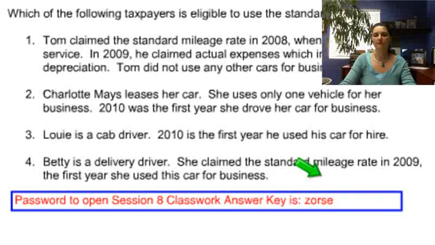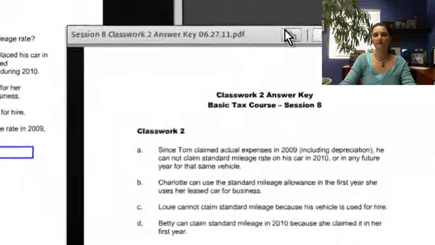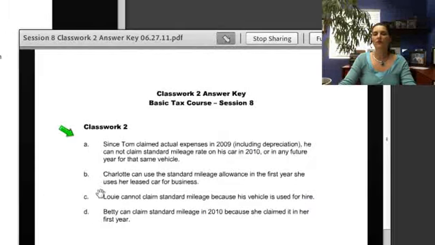So for review of classwork 2 answer key, the first problem involving Tom, he claimed the standard mileage rate in 2008 when he placed his car in service. Then in 2009 he went actual. So what is he allowed to do? Well, since he claimed actual in 2009, including depreciation, he is not allowed to claim the standard mileage rate in any later year, so Tom will be forced to use the actual expenses in 2010.